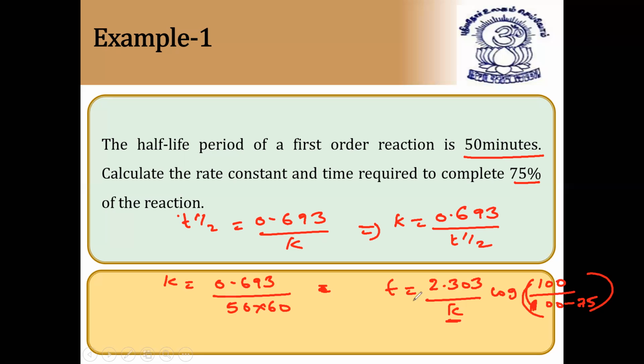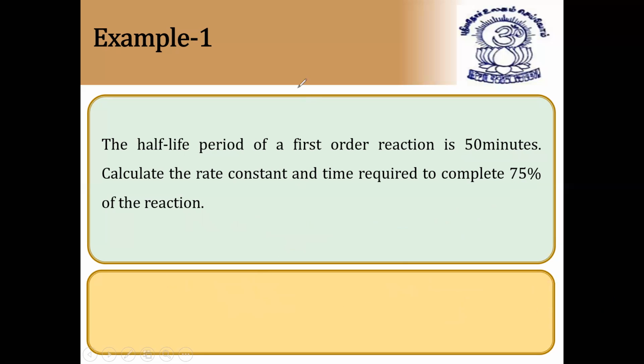Substituting the value of K in this equation, you will get the time taken for the reaction to complete 75%: T 75% is equal to 2.303 by K log of 100 by 100 minus 75. I hope it is clear. So in this way, you have to calculate the sum. So the answer will be, for the K value first.